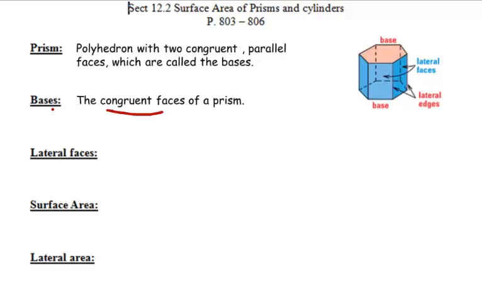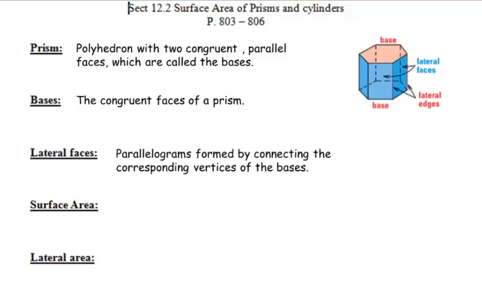Let's look at the next slide. The lateral faces are those parallelograms that are formed by connecting the corresponding vertices of the bases. So that's what I had showed you when we connect the top base to the bottom base of their vertices. We get parallelograms. Now, in most of the cases that we're going to look at, like I had said, they will be rectangles. Will they always be rectangles? Not necessarily. And we'll talk about what that means in a minute.